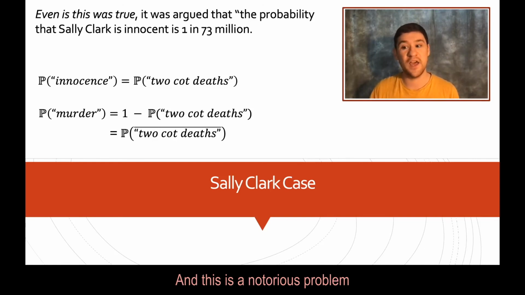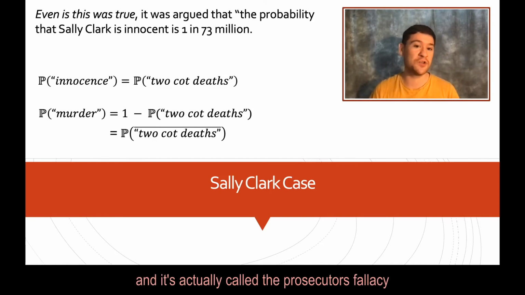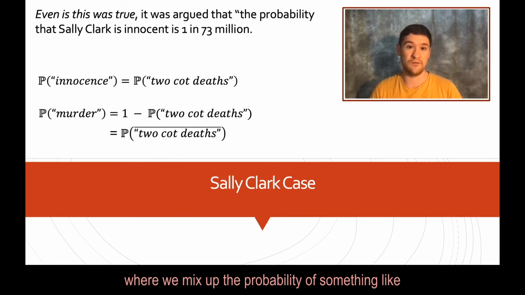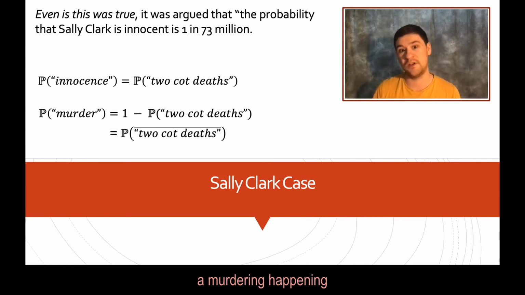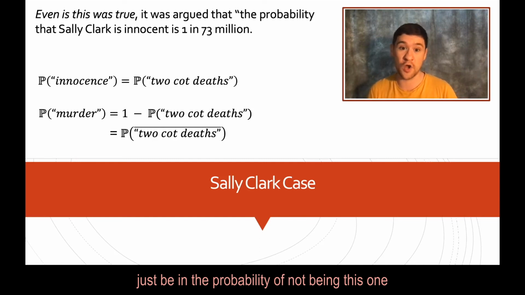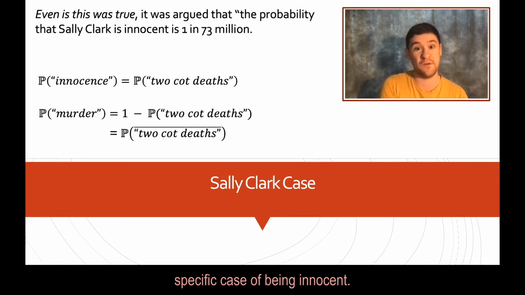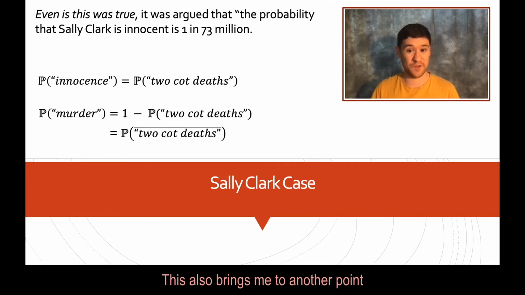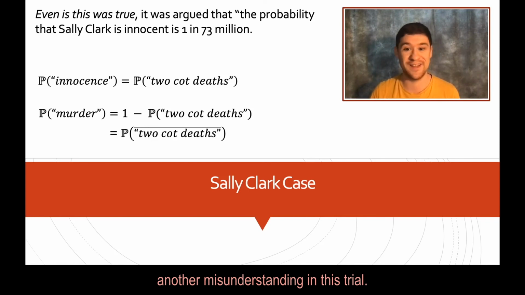And this is a notorious problem, and is actually called the prosecutor's fallacy, where we mix up the probability of something like a murder happening with just being the probability of not being this one specific case of being innocent. This also brings me to another point, another misunderstanding in this trial.